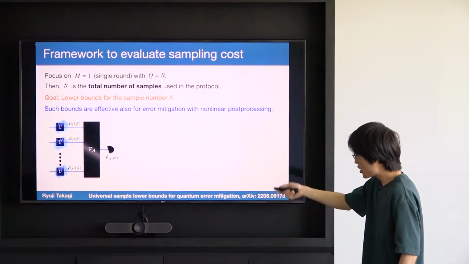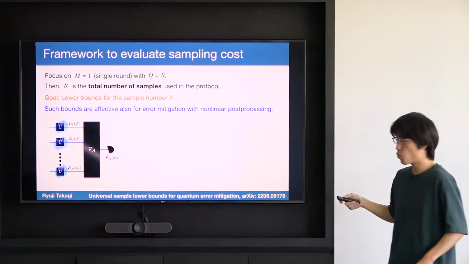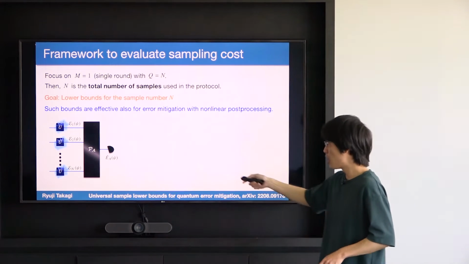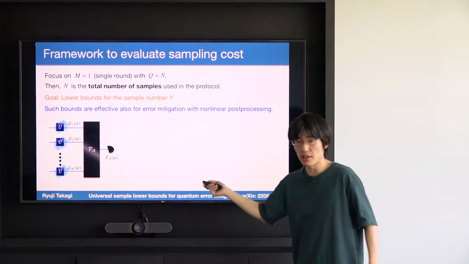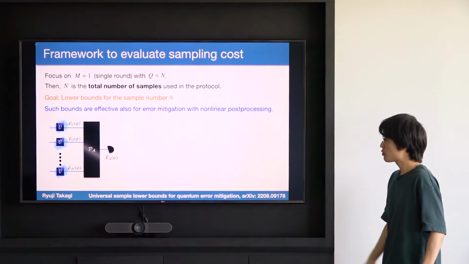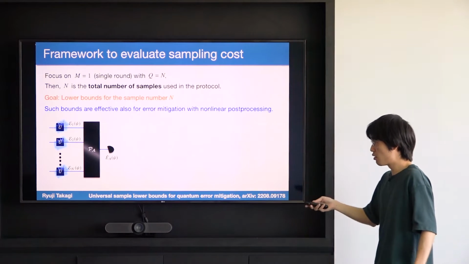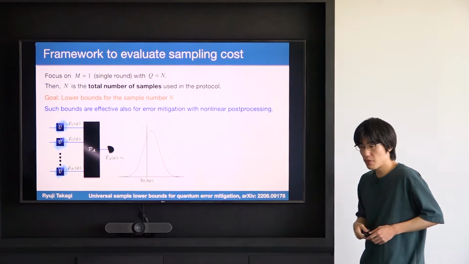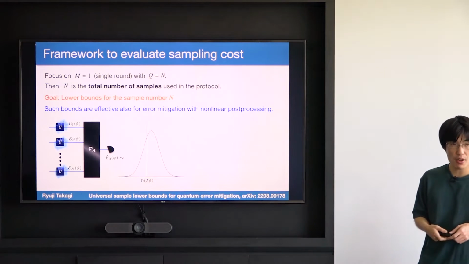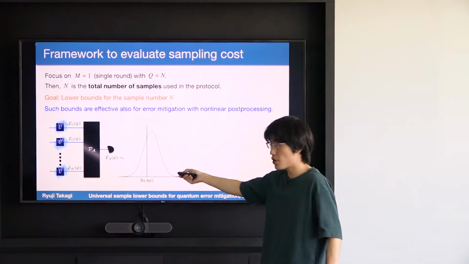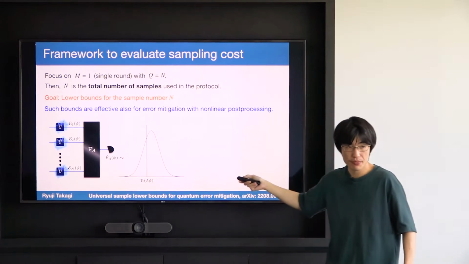And this doesn't have the problem with the nonlinear post-processing or anything, because post-processing is all encompassed in this PA, so like this black box. Okay, so this is our goal, and again we can discuss the performance of the error mitigation by now using the underlying distribution of this random variable EA.